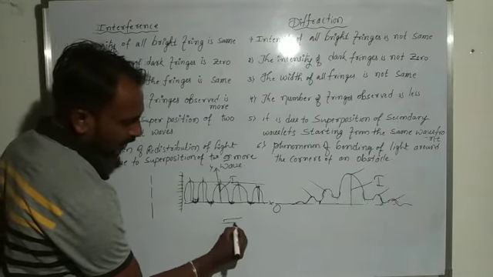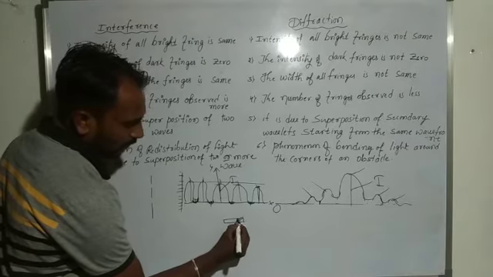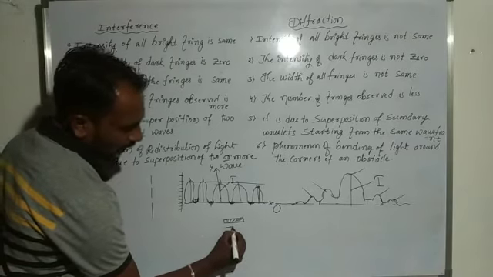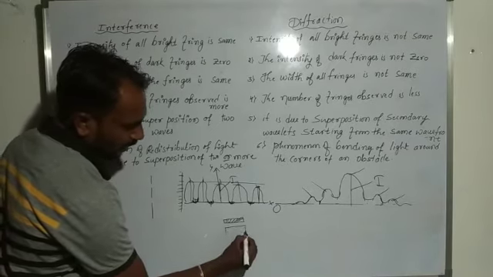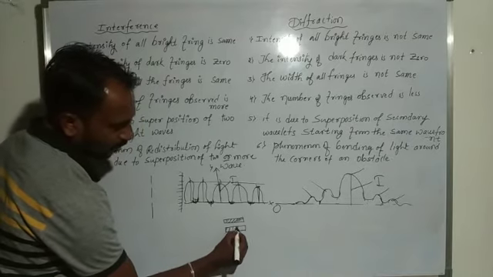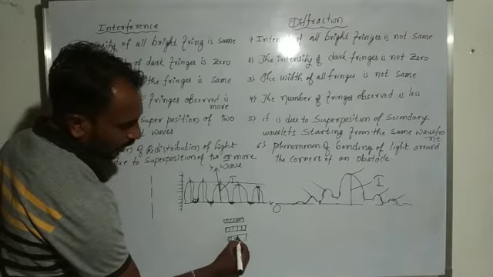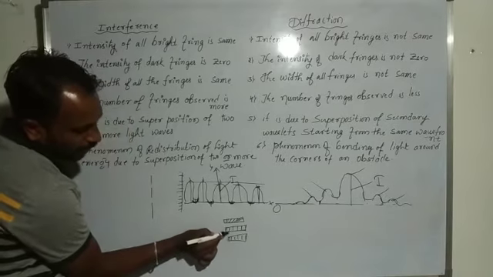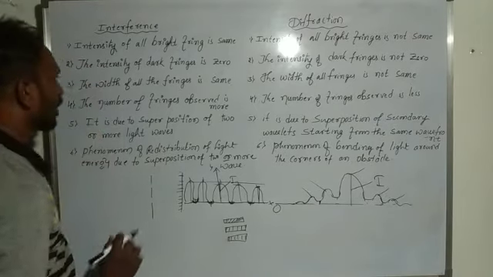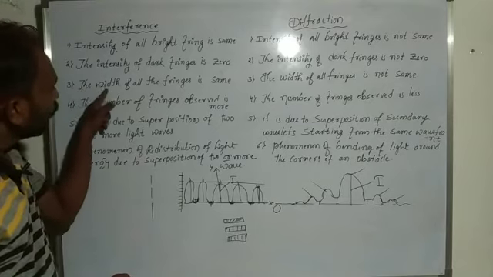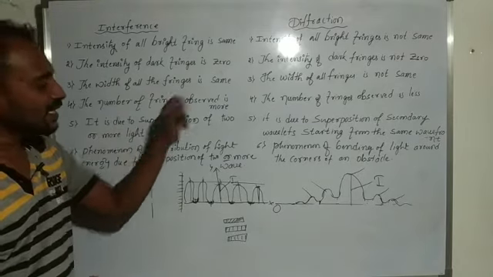Suppose we consider that this one is a dark band, and at the center we consider a bright band, and again this one is a dark band, and this one is again a dark band. So 2 bright bands and 3 dark bands. So here the width of all fringes is the same.